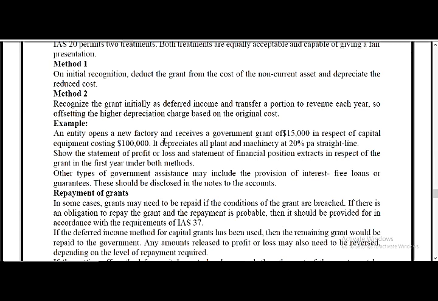An entity opens a new factory and receives a government grant of $15,000 in respect of capital equipment costing 100,000. It depreciates all plant and machinery at 20% straight line. Show the statement of profit and loss and statement of financial position extracts in respect of the grant in the first year under both methods. Okay, so in the first method, what will happen?